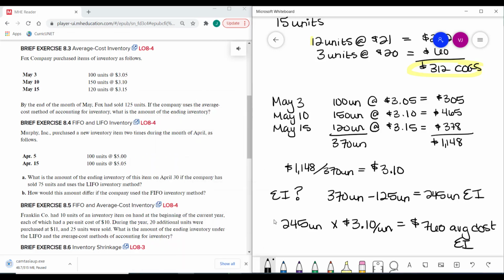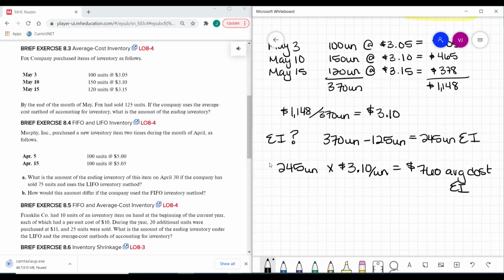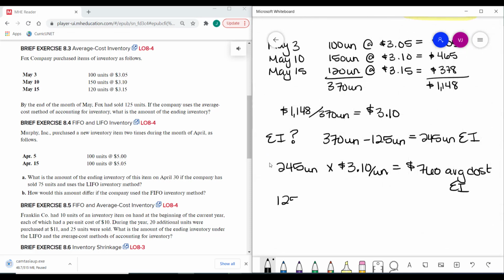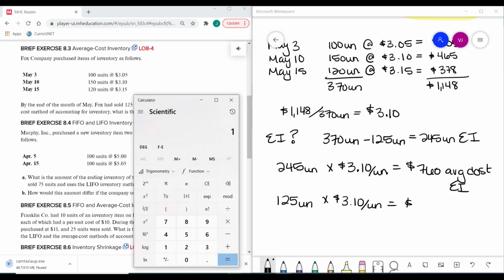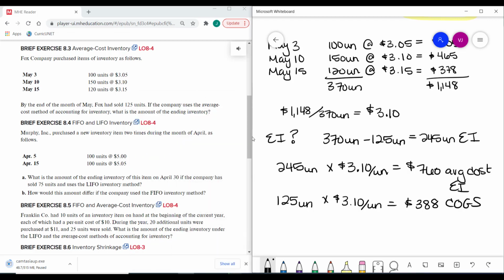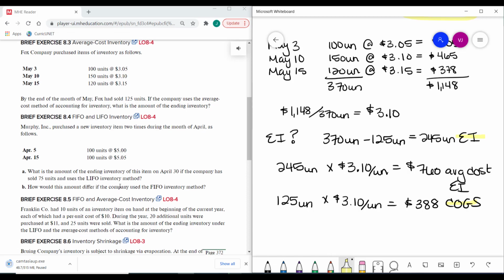Okay, now what if they asked us for the cost of goods sold instead? Well, they told us they sold 125 units, and if the average cost of each unit is $3.10, we'd have simply done 125 times the $3.10 to give us $388 for our cost of goods sold there. Okay? So whatever they end up asking you, you just want to be careful: are they asking for ending inventory cost or cost of goods sold cost? Okay? All right, so that was 8.3.